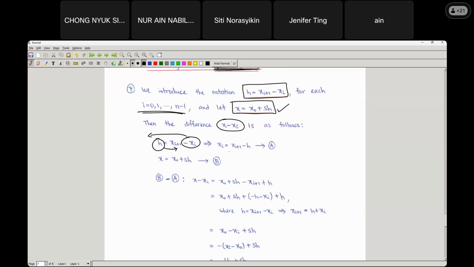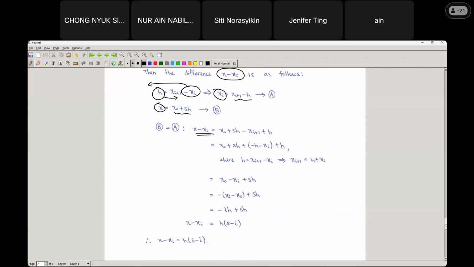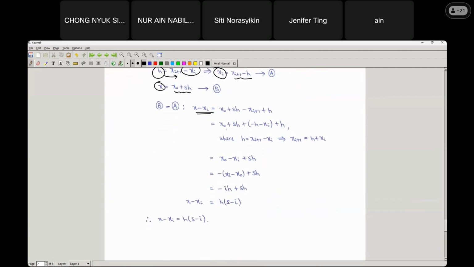Okay, so now we want x minus x_i, right? That means I take equation B minus A. So B minus A gives us x minus x_i, which equals this one minus this one. So when you simplify, I will have x0 plus sh minus (x_{i+1} minus h).